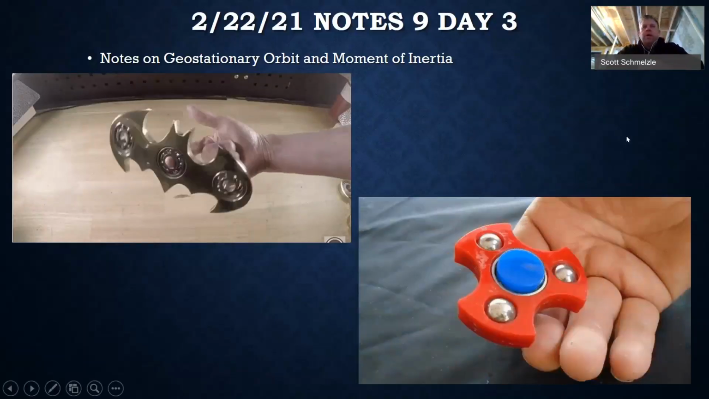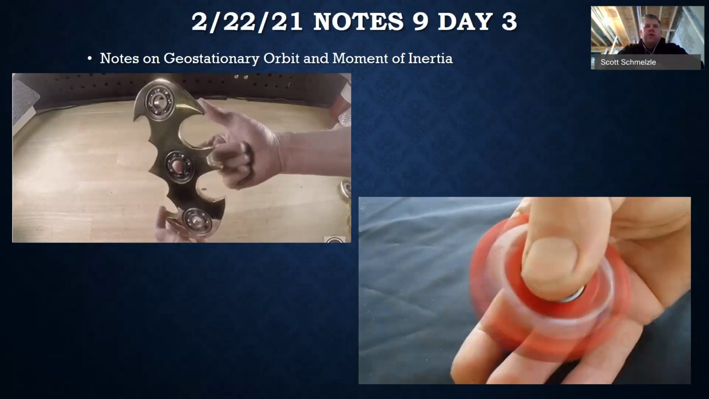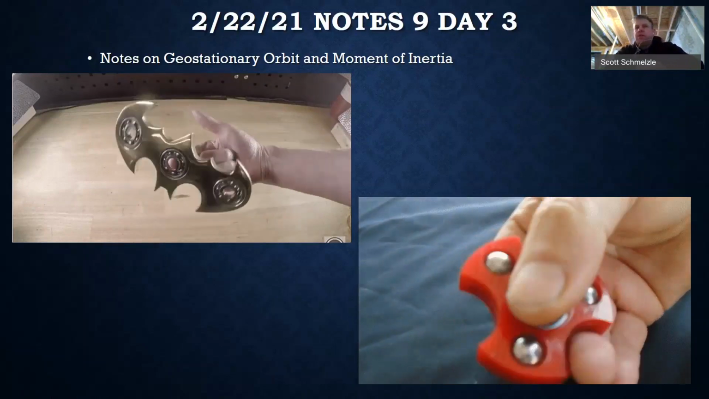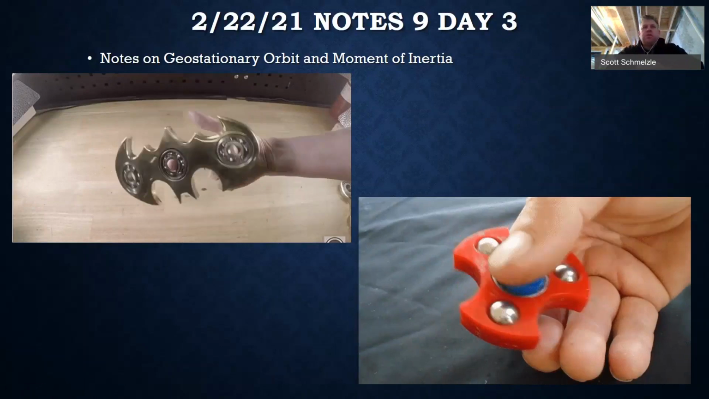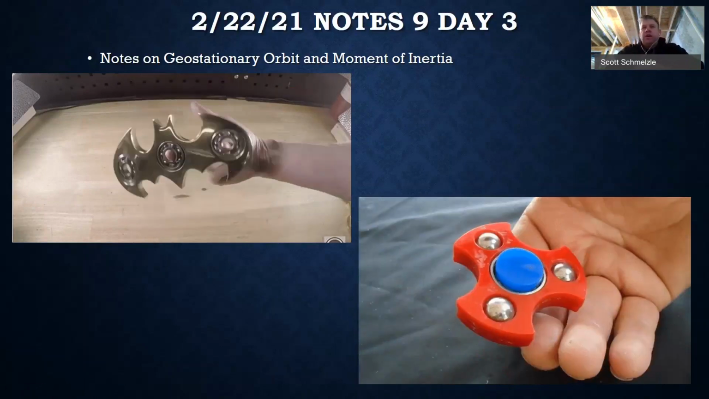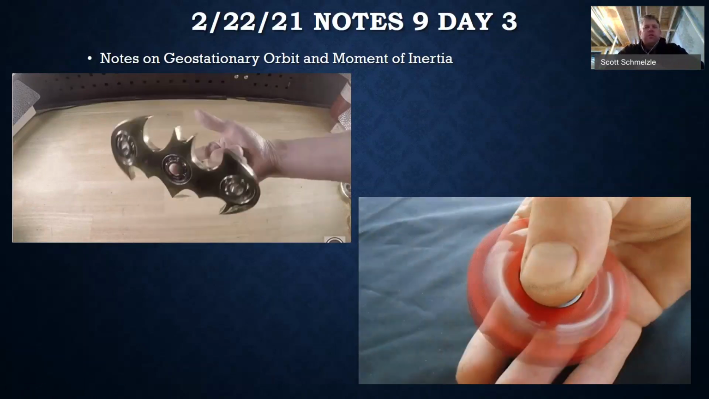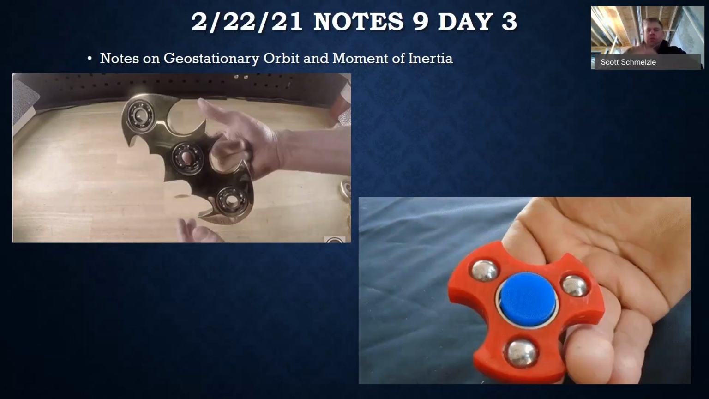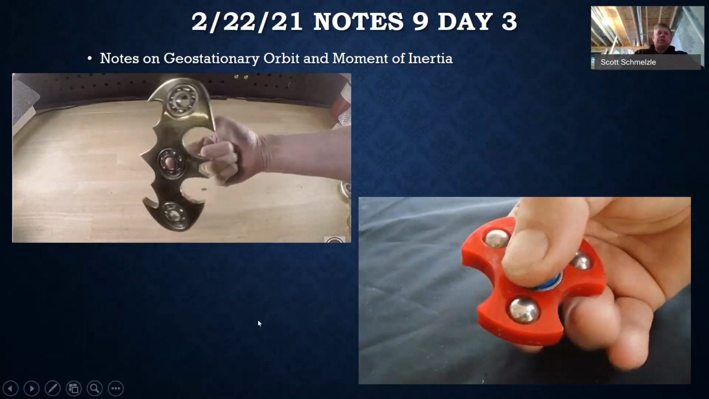So we've got a conceptual piece on geostationary, and then we've got a concept called moment of inertia, which actually works with these fidget spinners here. Kind of an interesting relationship with them as well. So we'll talk about that in a minute.